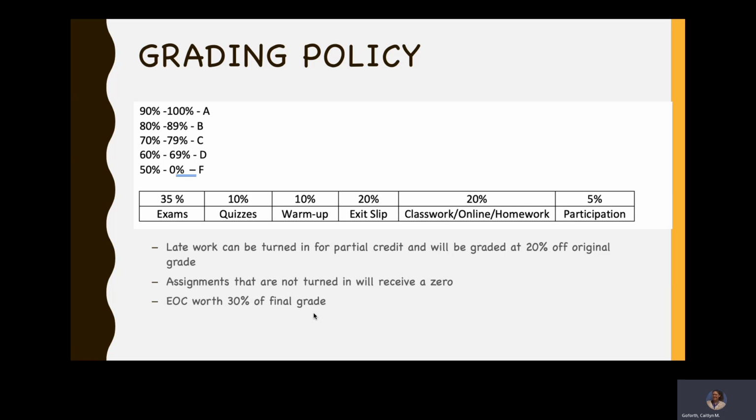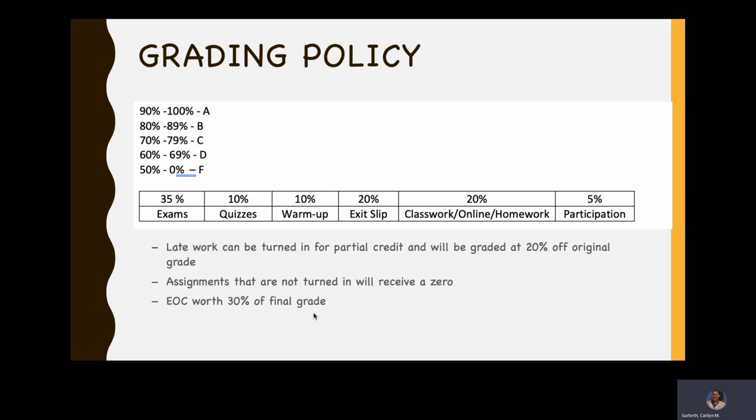My grading policy: 90 to 100 is an A, 80 to 89 a B, 70 to 79 a C, 60 to 69 a D, 50 to 0 is an F. I do have a weighted grade book with exams making up 35%, quizzes making up 10%, warm-ups 10%, exit slips 20%, online work, classwork, and homework all grouped together for 20%, and then participation at 5%.